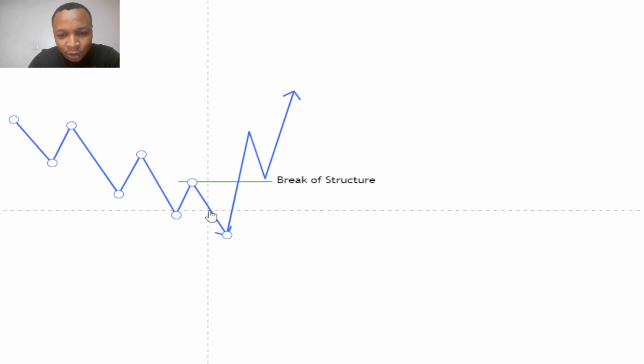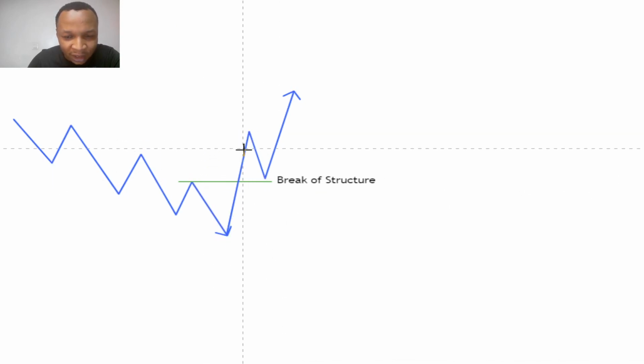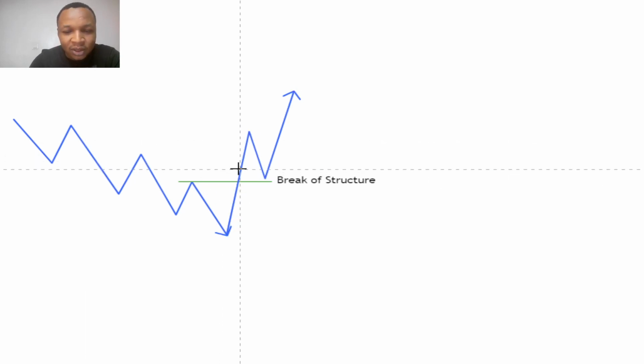When the last sell structure, which is from this lower high to this lower low, is broken to the upside and the candle closes above this line right here, this is the break of structure.